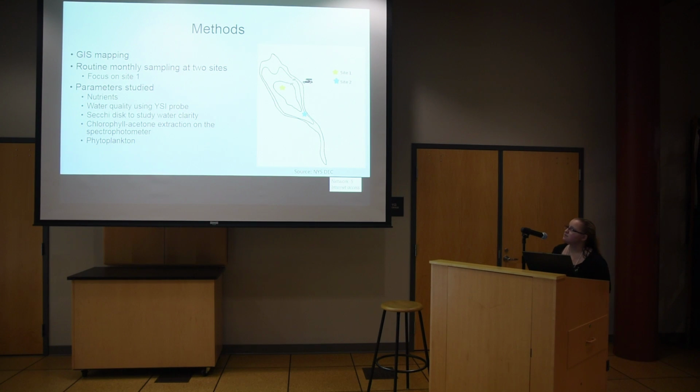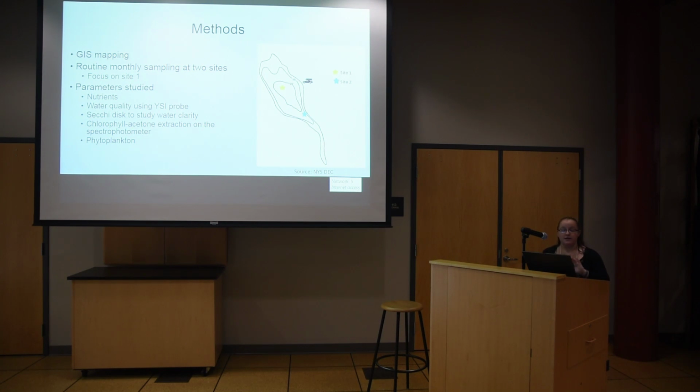So the methods I used were to start GIS mapping, which I did using ArcMap. We did routine monthly sampling at 2 separate sites in the lake. As you can see in the rough image here, site 1 was in the deepest part of the lake, and site 2 was closer to the edge near one of the streams. At site 1, I should say, we went through 3 depths, 2 meters, 4 meters, and 6 meters. And at site 2, we did 2 meters and 4 meters.